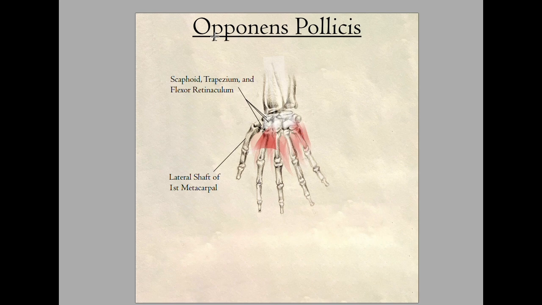And the first one is going to be the opponens pollicis. Just like there was opponens digiti minimi, we have opponens on the other side that does the same thing. It does opposition, okay? So it's going to attach to the scaphoid, trapezium, and the flexor retinaculum. From there, it's going to insert onto the lateral side of the shaft of the first metacarpal. So that's going to look like this. And then it's going to pull that thumb over and around, okay, so that the tip of your thumb can touch the tip of your pinky, all right, and that's opposition.